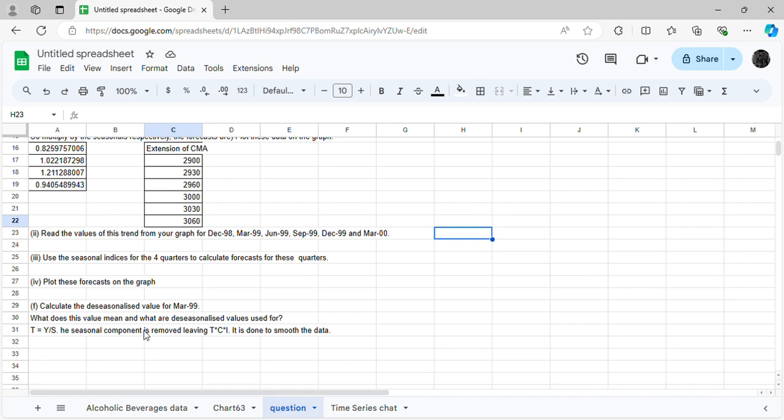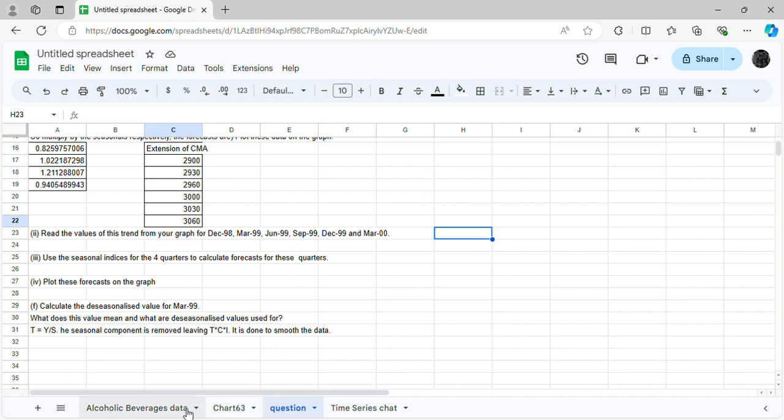What does this value mean, and what are the deseasonalized values used for? So trend equals observed value divided by seasonal index. The seasonal component is removed, leaving the trend, the centered moving average, and the index. It is done to smooth the data.